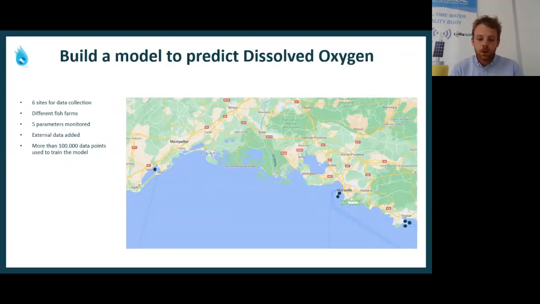So let's go back to the main issue, the dissolved oxygen. To build this model, we decided to deploy 6 devices on different locations in the south of France to collect some data to train a model. So you can see here the 6 points of the different farms we chose. We chose to use different fish farms, and we monitored 5 parameters. Of course, as I said before, we added external data, and thanks to that, we built a training set with more than 100,000 data points to train our model.